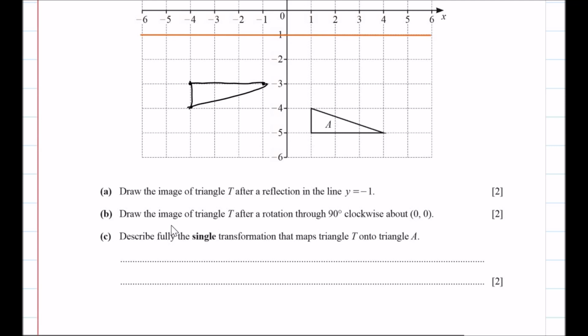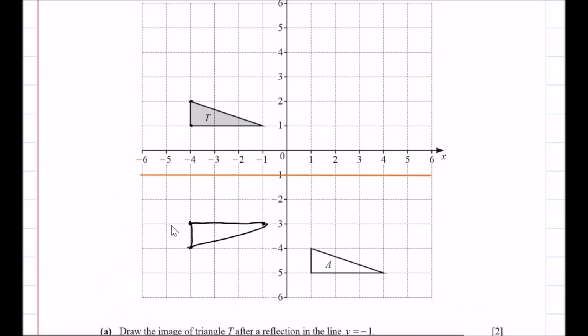Next part says, draw the image of triangle T after a rotation through 90-degree clockwise about 0, 0. The center of rotation is 0, 0. So it should be 90-degree clockwise. So this point is here. If I take this point and join this, the angle will be 90 degrees, right? That means this point after rotation will reach here.